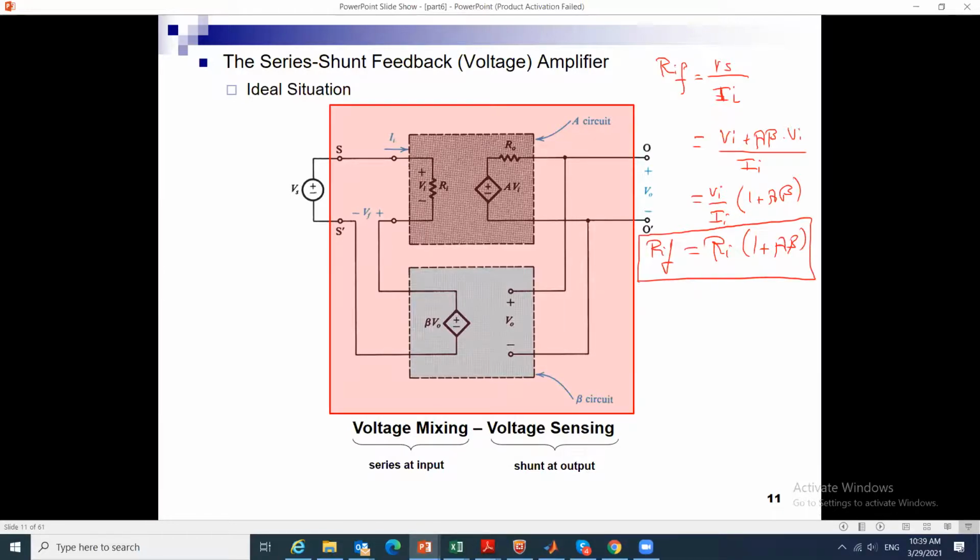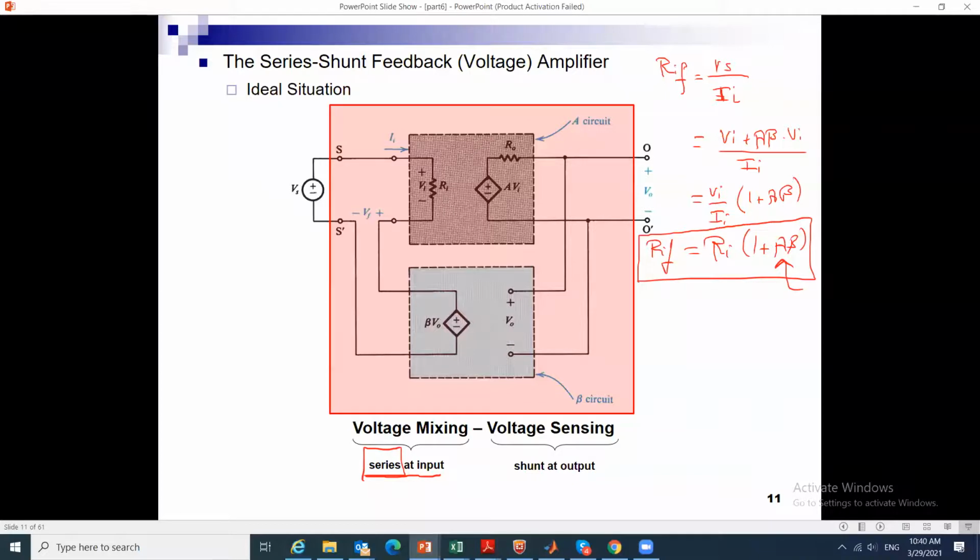If you notice, this trend holds: since this is series, we multiply. And this is good for us since the total input resistance has increased. We want Rn to tend to infinity in a voltage amplifier, so this is good for us. So RIF equals Rn into 1 plus A beta. Now we know the effective input resistance for this big amplifier. Does anybody have any questions? Right, great.